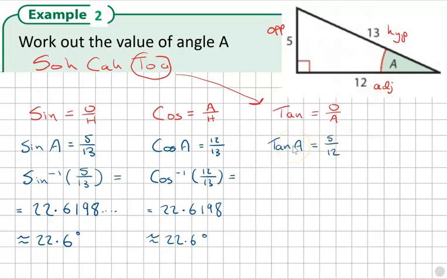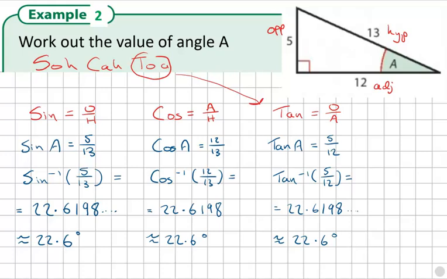And again, we don't know the angle, so we have to use the inverse. So you're going to press shift and tan. And you should get tan to the power of minus 1 and a bracket will open. You press the fraction button, input 5 over 12, close the bracket and press equals. And again, you get the same answer and we round it off to 22.6 degrees.